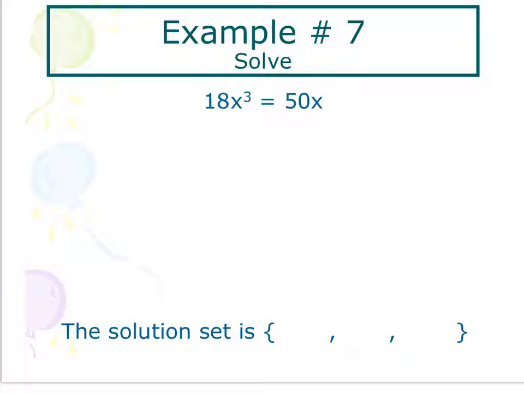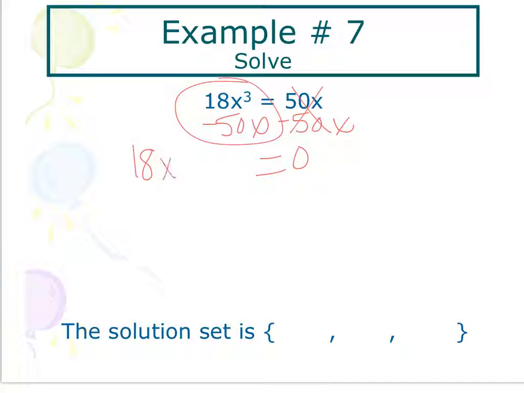Alright, so now we have an equal sign. So first of all, in solving this, we have to get it equal to 0 before we can solve it. So we do that by subtracting 50x from each side. Alright, these cancel out, and I'm left with 0 over here. I can't combine these two because they're not like terms.